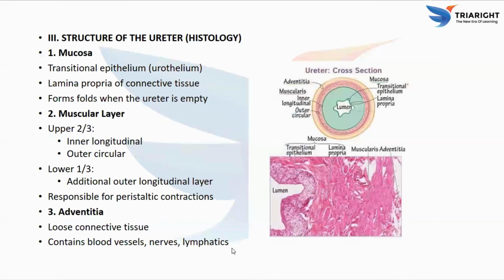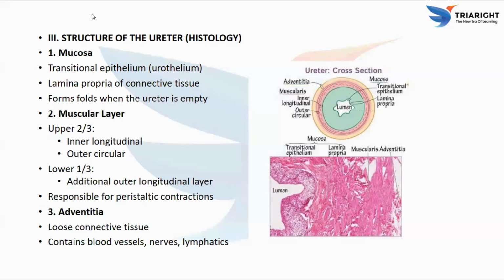Next is the structure of the ureter. What is the histology? The ureter wall has three main layers, just like many tubes in the body: the mucosa, the inner layer; the muscular layer, the middle layer; and the adventitia, the outer layer. Let's explain each layer in a very simple way.